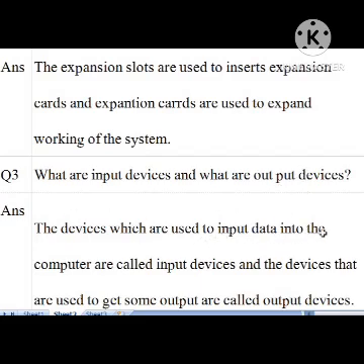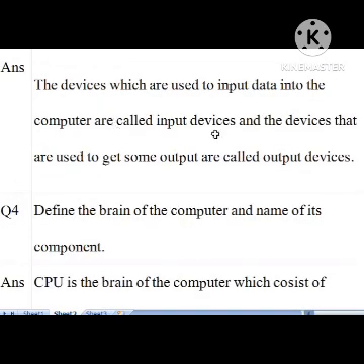What are input devices and what are output devices? Answer: the devices which are used to input data into the computer are called input devices, and the devices that are used to get some output are called output devices. Define the brain of the computer and name its components.